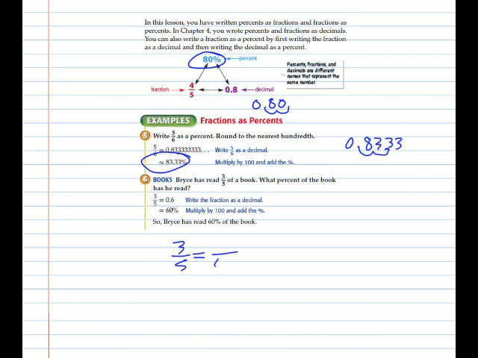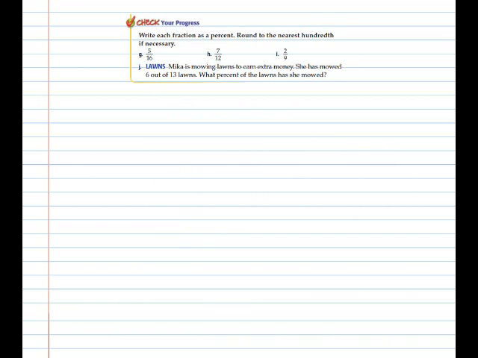3/5 I can simply write as an equivalent fraction. If I wanted to, this would become 60 over 100, which would be 60%. They've done it differently there. They've divided 5 into 3, which gives me 0.6. Either way, I get 60%.